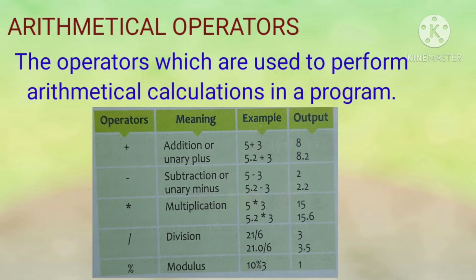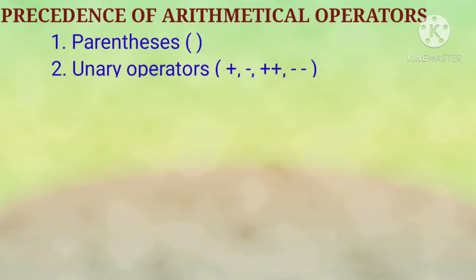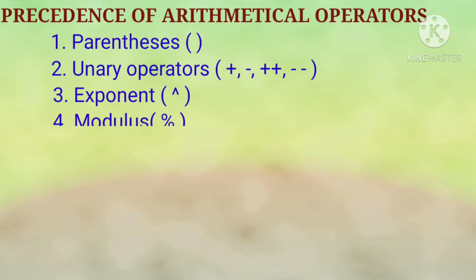Then modulus sign, that is, the modulus sign is used to get the remainder. When we write 10 modulus 3, that means when we are dividing 10 by 3, we get the remainder as 1. Precedence or hierarchy of operators. It means which operator has to be executed first.